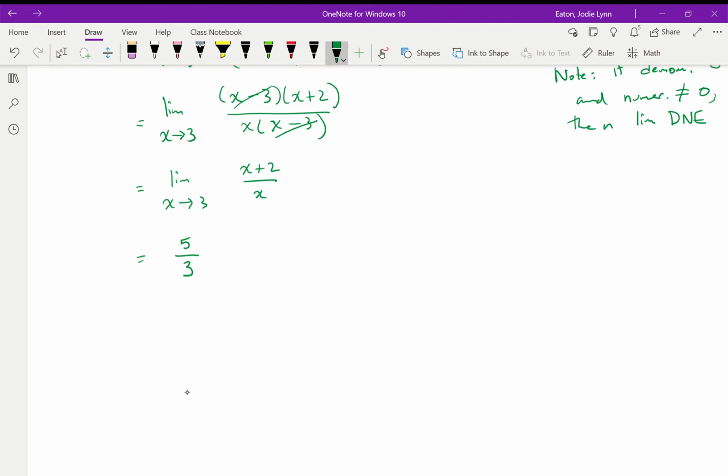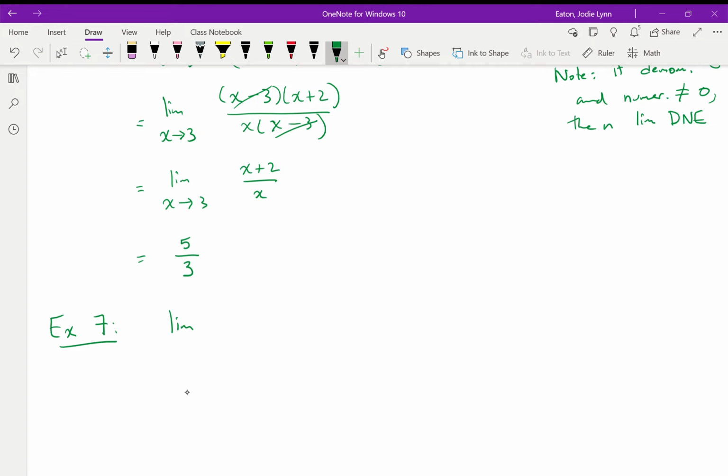Okay, well, that pretty much does it for regular rational functions. Those are fairly straightforward. You factor, you cancel, you plug in your number, you get your limit. What if there's multiple fractions? That gets a little more interesting.